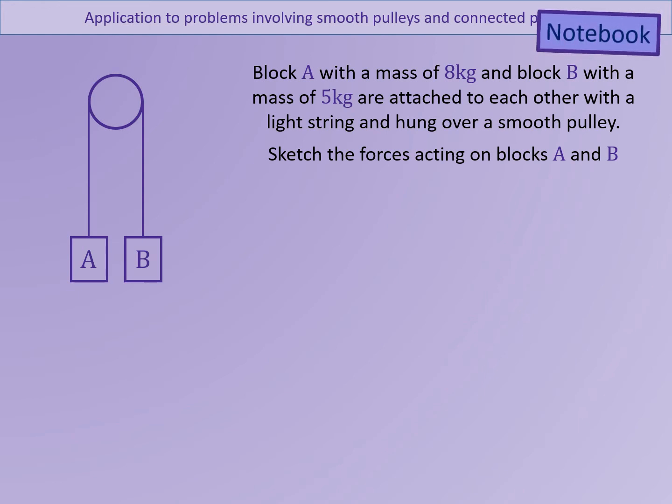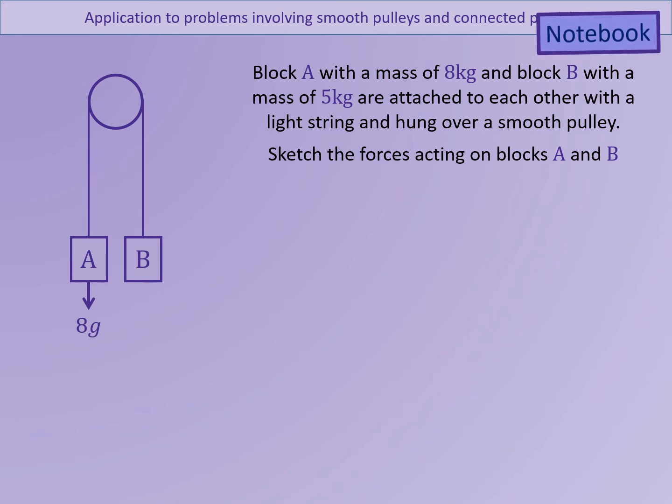We're going to consider a situation in which two blocks, A and B, are suspended by a light string and then hung over a smooth pulley. Block A has a mass of 8 kilograms and block B has a mass of 5 kilograms. We want to consider what forces are acting on each of the two blocks.